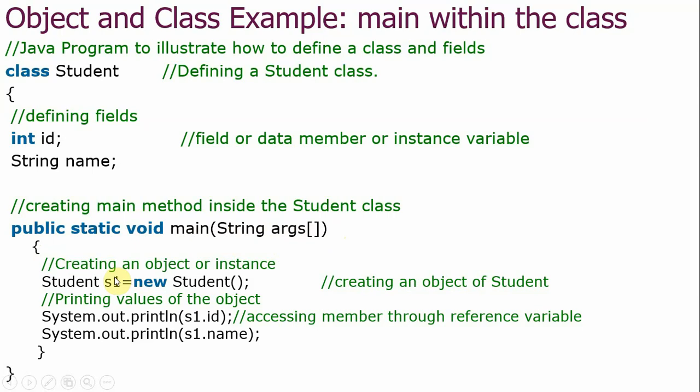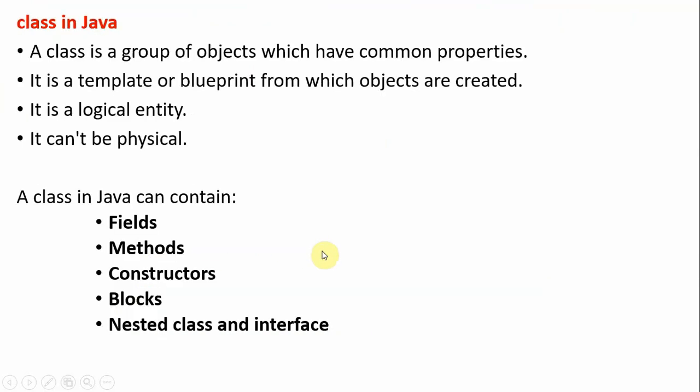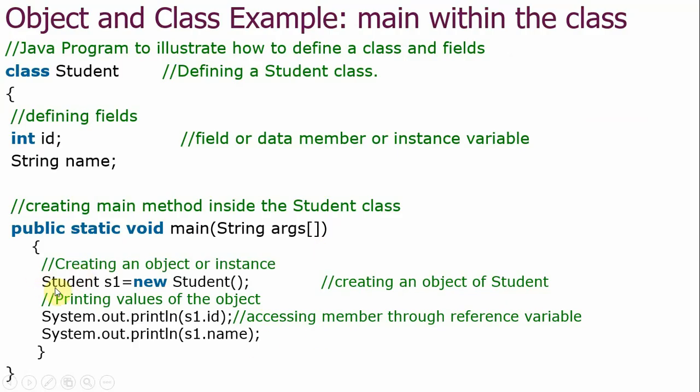So now we have to create an object. How to create an object, we already discussed. Class name, object name equal to new class name. Here the class name is Student, then a space, then the object name. The object name is the user's choice: s1, s2, s3, or s alone. Equal to new, which is a keyword used to allocate memory for the object. Then you specify Student again, but we have to use the parentheses here. So creating an object of Student, this is the way you can create an object. Now, printing values of an object.